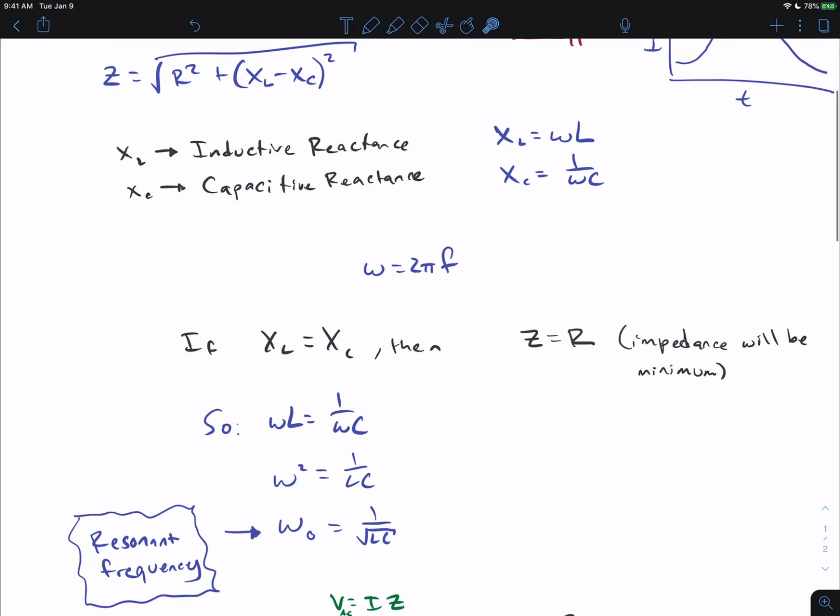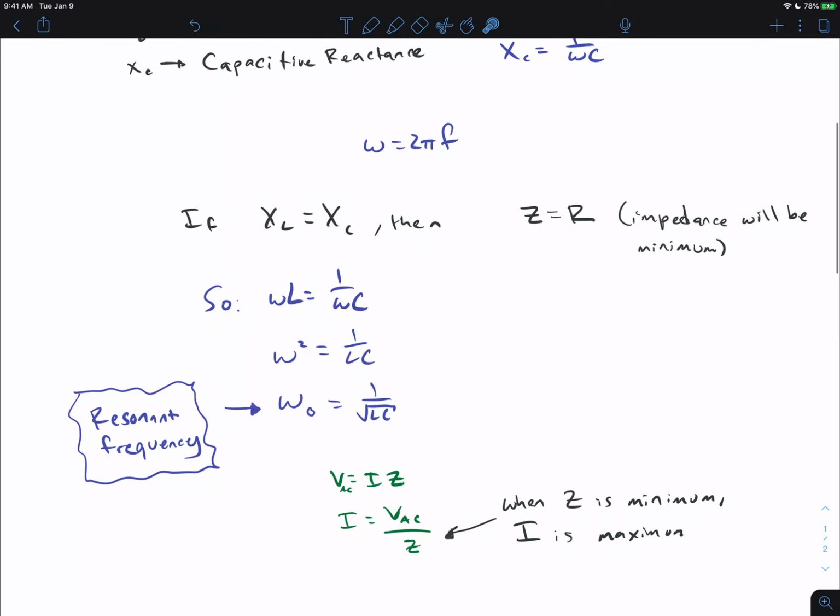So what I'm going to do is I'm just going to set these equal to each other. I have my formulas here. I'm going to set them equal to each other, and I'm going to get my angular frequency on one side by itself. So it becomes omega squared is equal to 1 over LC. And so this omega, once I get it by itself, is my special frequency when these two things are equal, which means I have my minimum impedance, okay? And that's equal to 1 over the square root of L times C, okay?